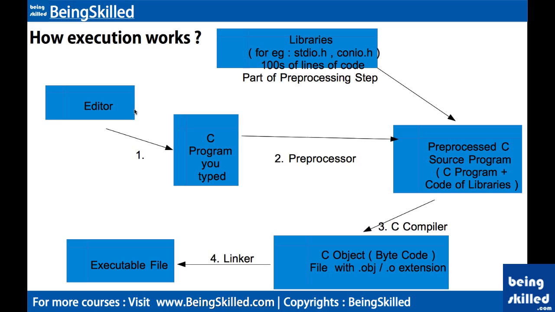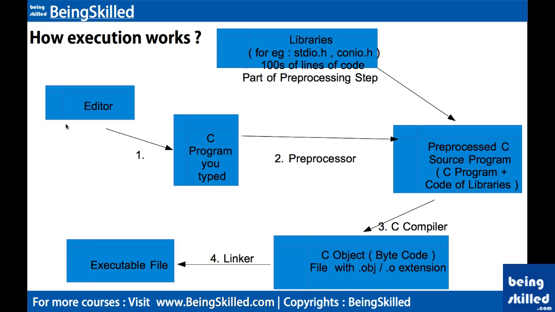So how does the execution of any C program work? First of all, we have an editor in which we type the code. We need a place to write the code, and that is what the editor is. Now the first step is obviously typing the code, and second is pre-processing.